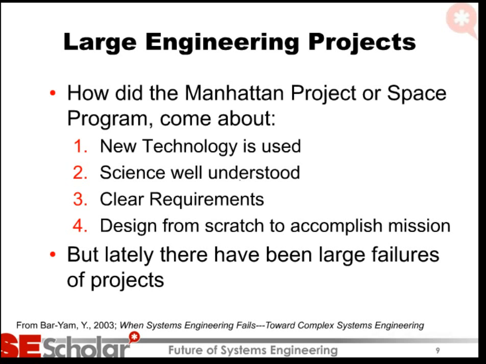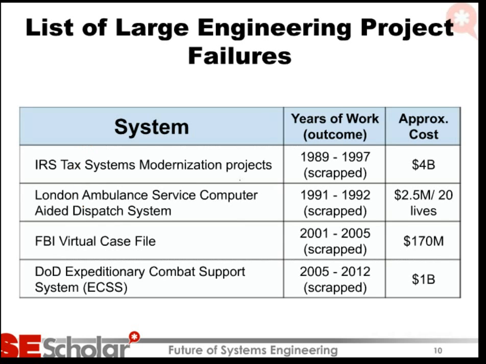Even with these large engineering projects, with everything it has, we still have projects as we get closer to modern day that actually fail. These are projects like the IRS tax system modernization project back in the early and mid-90s. $48 million spent towards that, and it was scrapped. The London Ambulance Service computer system, even though it was a few million that was spent on that, 20 lives were lost because of that failure.